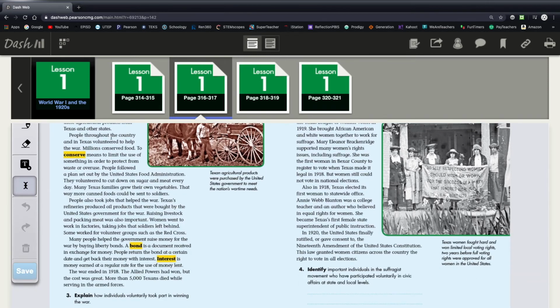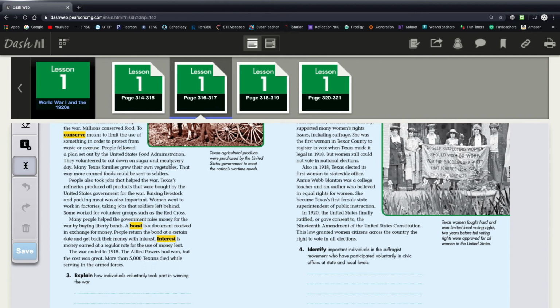People throughout the country and in Texas volunteered to help the war. Millions conserved food. To conserve means to limit the use of something in order to protect from waste or overuse. People followed a plan set out by the United States Food Administration. They volunteered to cut down on sugar and meat every day. Many Texas families grew their own vegetables. That way, more canned foods could be sent to soldiers.